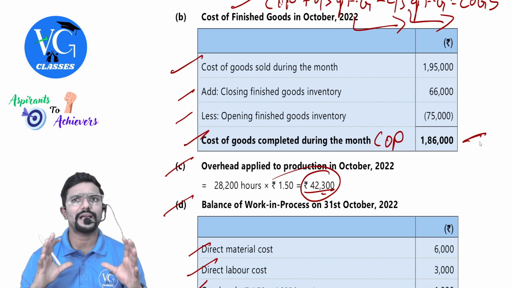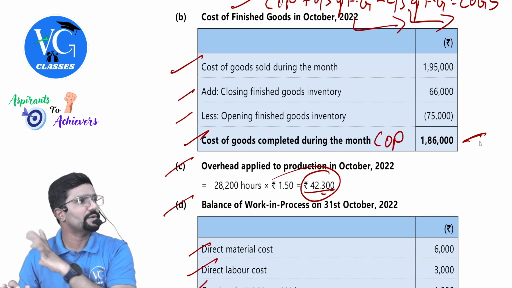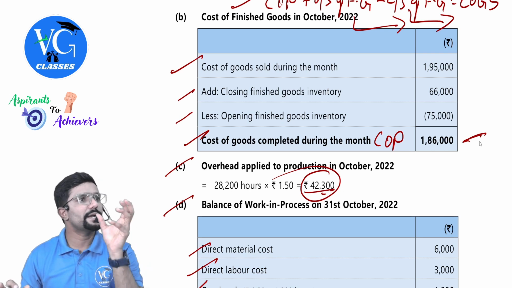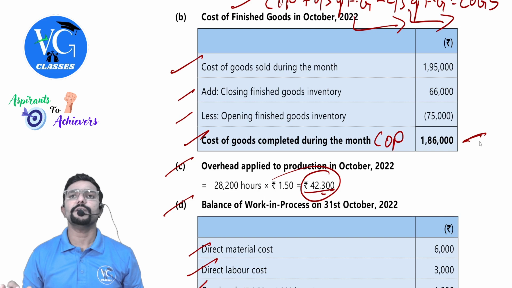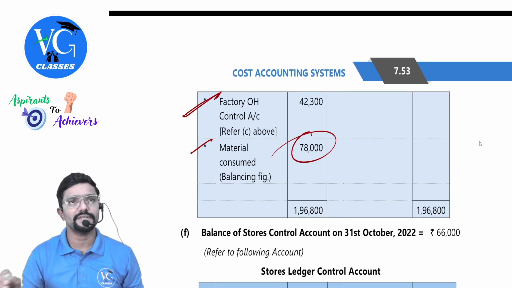42,300. Correct, no guys? Factory overhead absorbed, or manufacturing overhead absorbed, will be transferred from which account to which account? From factory overhead to WIP control. What is the entry? WIP control to factory overhead. So that means WIP control will receive it? Yes, they will receive it.